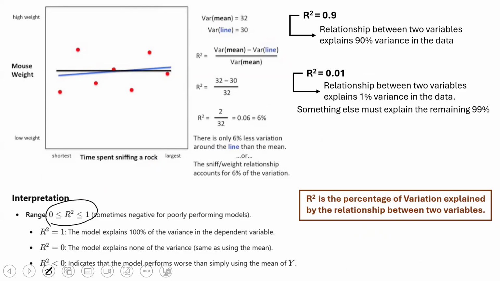So that we can come up with by subtracting the variance of the line from the variance of the mean, divided by the variance along the mean.